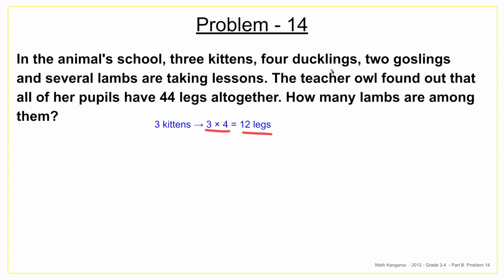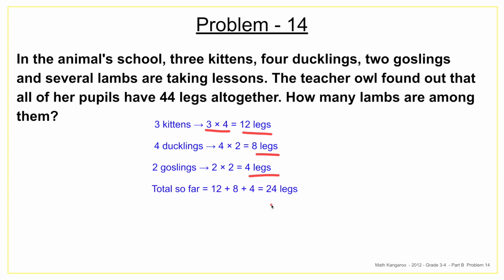4 ducklings. Each duckling has 2 legs. So 4 ducklings will have 4 times 2, 8 legs. 2 goslings. Each gosling has 2 legs. That means 2 goslings will have 2 times 2, 4 legs. Now, total so far: 12 plus 8 plus 4 gives us 24 legs. The teacher found out there are 44 legs in here. So how many legs are left? 44 minus 24 gives us 20 legs. So the lambs have 20 legs.